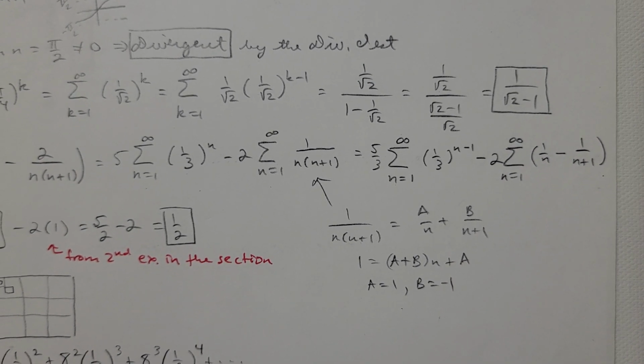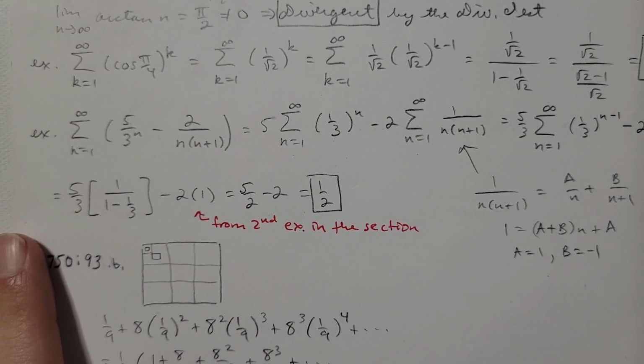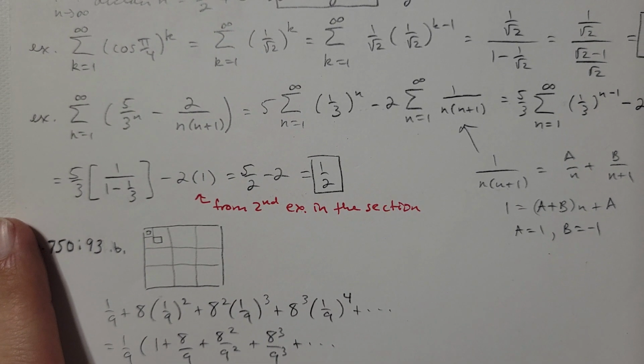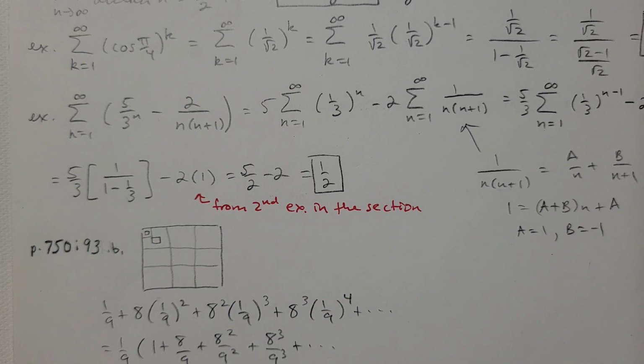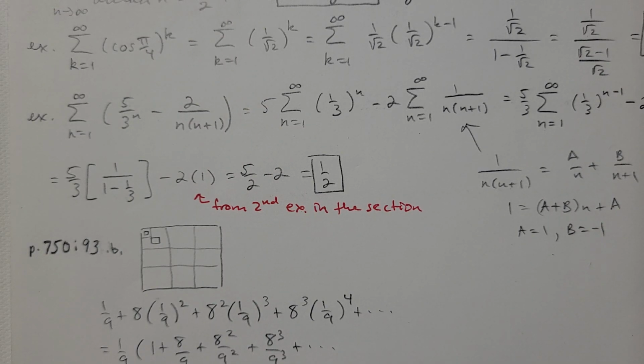Okay, so let's take a look at another example. What if we had the series, which is given by the sum as n equals 1 to infinity of 5 divided by 3^n minus 2 divided by n times (n plus 1).